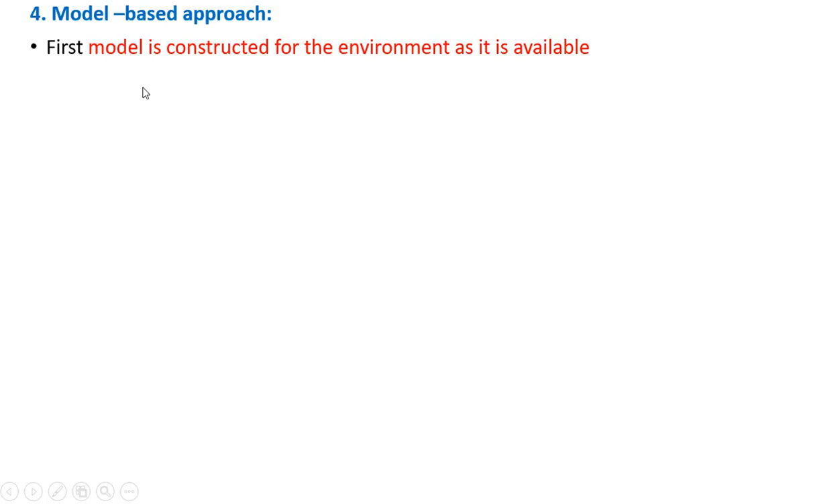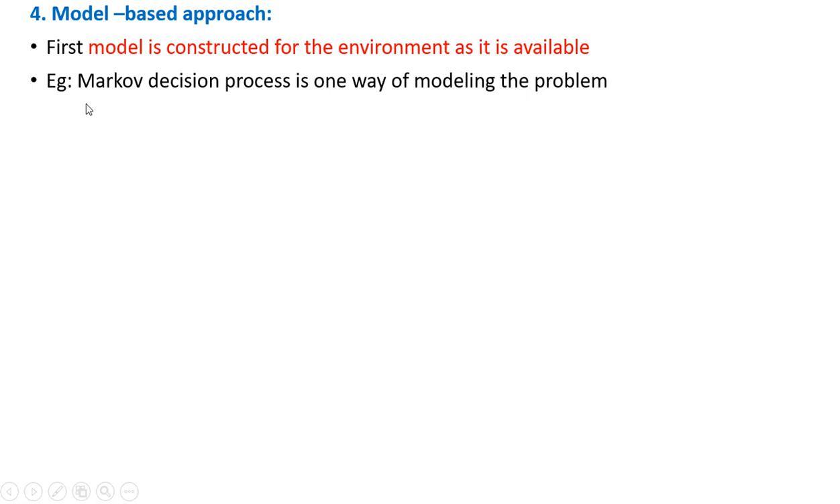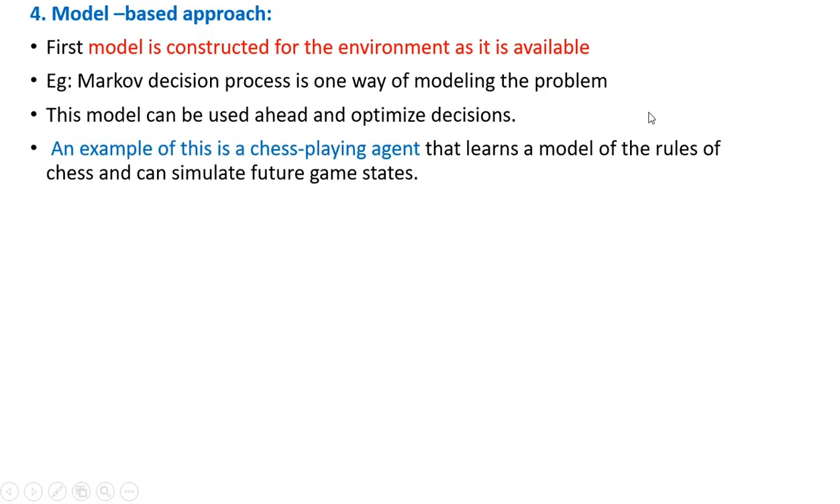The fourth one is the model based approach. In the model based approach, you know the model is there, so you construct the model for the environment. For example, we just learned the Markov decision process is a model based approach. An example is a chess playing agent, where there is a model in which you specify the rules of chess. The rules of chess you write in terms of an algorithm, so that becomes your model.